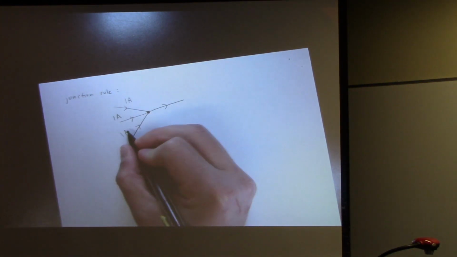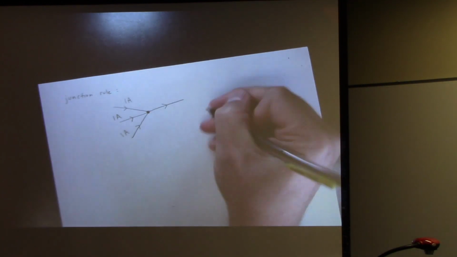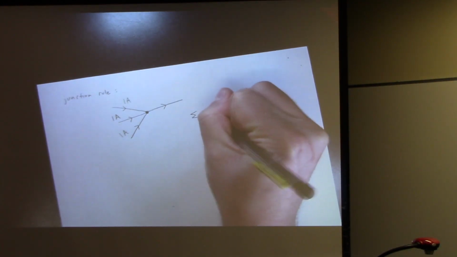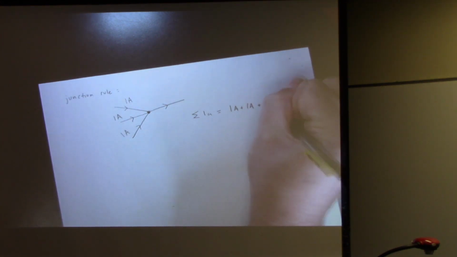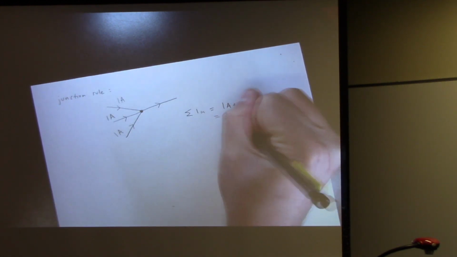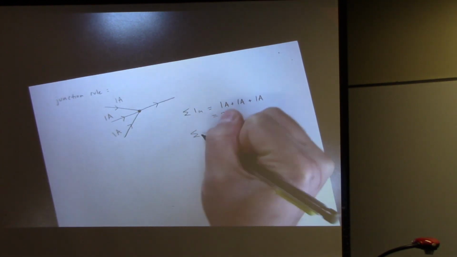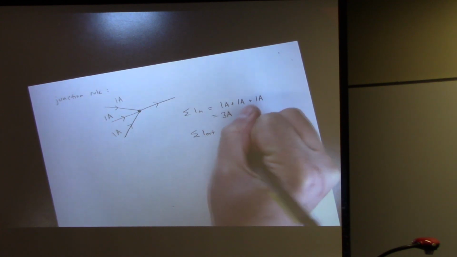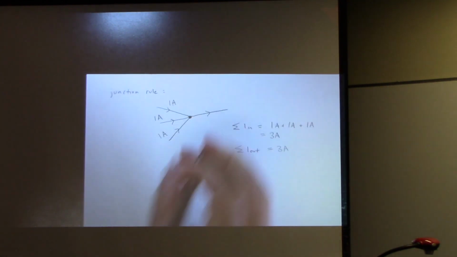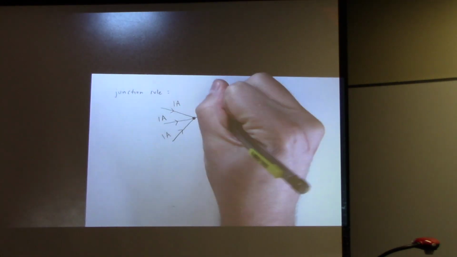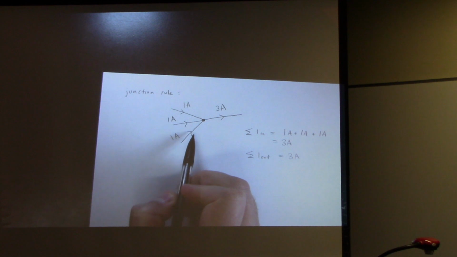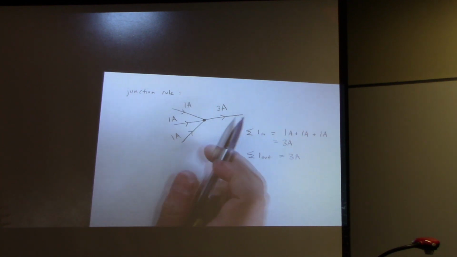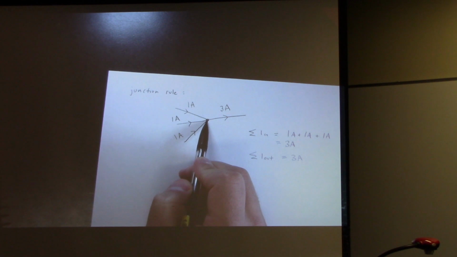So if I have 1 amp plus 1 amp plus 1 amp of current flowing in here, the sum of the currents flowing into the junction is 1 amp plus 1 amp plus 1 amp. That gives us 3 amps. Kirchhoff's junction rule says that the sum of the currents flowing out of that junction is also 3 amps. And in this case, we just have one current, this one right here, flowing out of the junction. So that's 3 amps. Okay? The whole reason behind the junction rule is any charge that flows into a junction point should just flow out of it so that no charge builds up at that junction point. That's the idea.